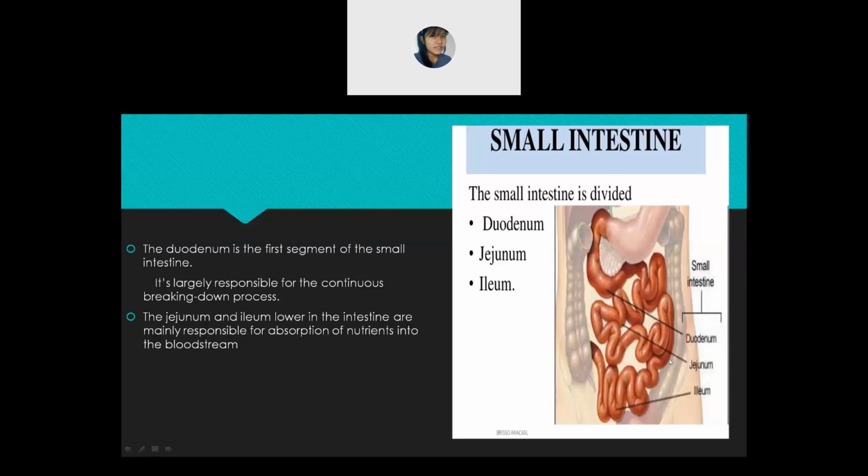Okay, are you clear about small intestine? Is everyone clear? No. I will ask you one by one after this explanation, so please pay attention to it. Are you clear now? Yes, I think. Okay.